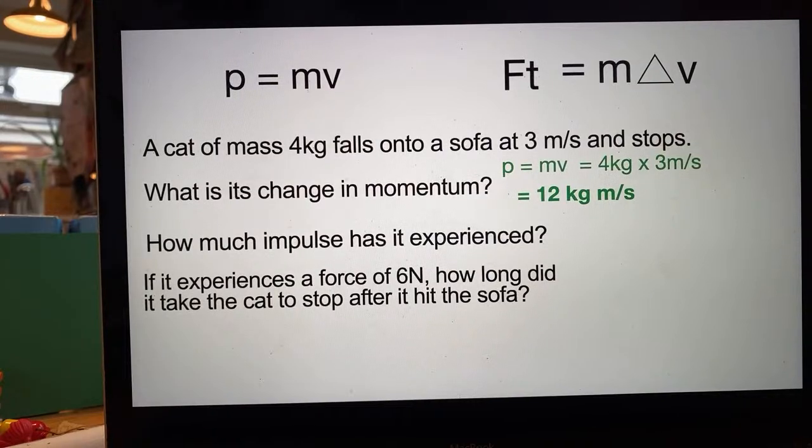I've been a bit lazy here. I don't think I've bothered to say the change in momentum, because obviously if it's stopped, then its velocity is 0, so it's just gone to 0. So its change in momentum is like 12 minus 0, which is still 12.